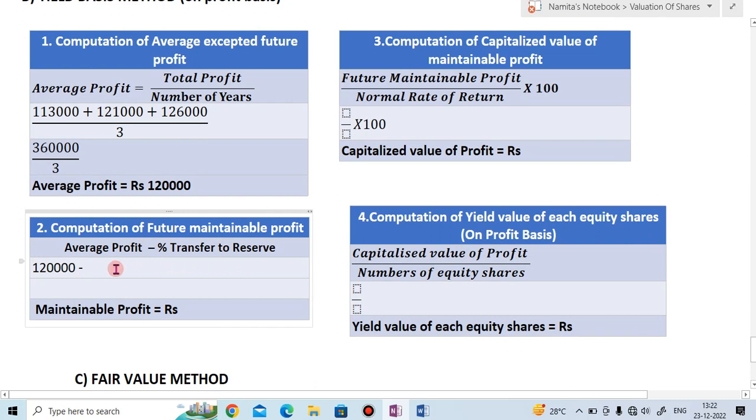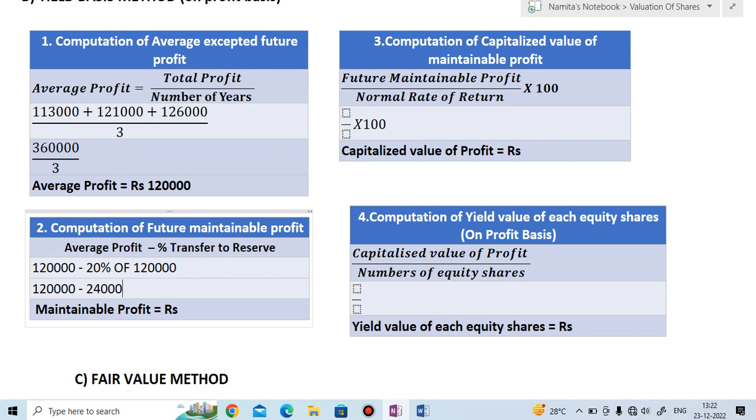That means 20% of what? 20% of 1,20,000. So 1,20,000 minus 20% of 1,20,000, which is how much? 24,000. So 1,20,000 minus 24,000, the maintainable profit we will get is 96,000. Okay, so maintainable profit we got as 96,000.